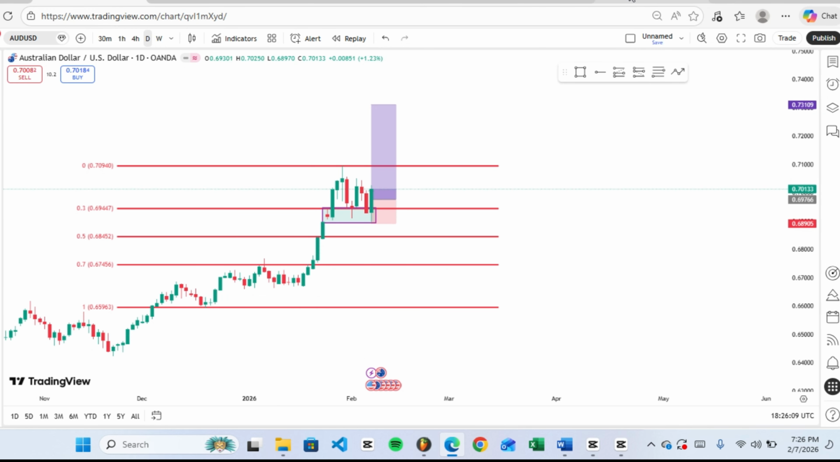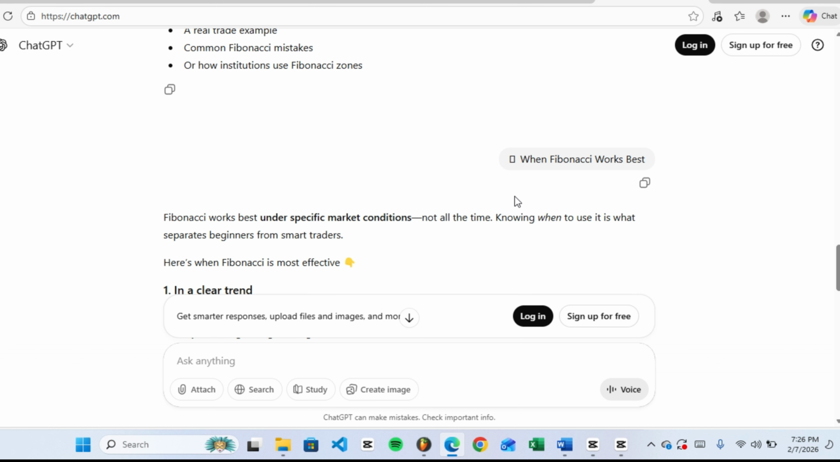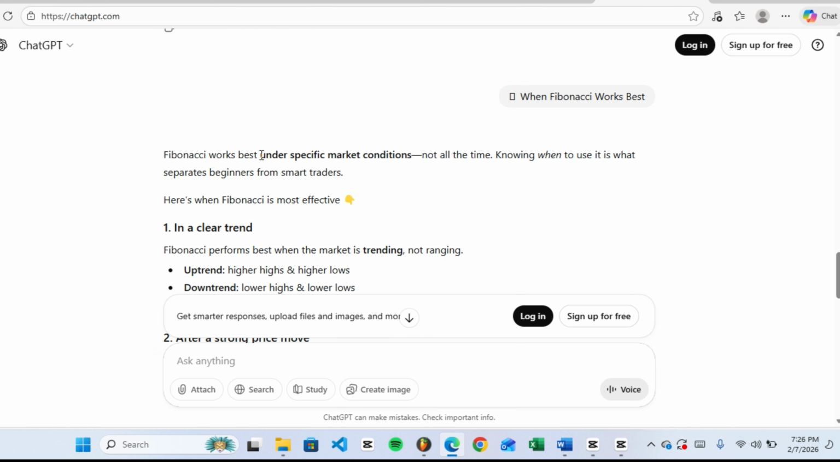The third point is when Fibonacci works the best. Fibonacci works best under specific market conditions, not all the time. You know that Fibonacci does not work all the time. It works under specific market conditions because Fibonacci is not a magic tool. It's not just something you draw on your chart and it starts giving you the signal you needed. Knowing when to use it is what separates beginners from smart traders. So I want to take you from beginner to smart trader now, so you don't have to be a beginner after you watch this video.